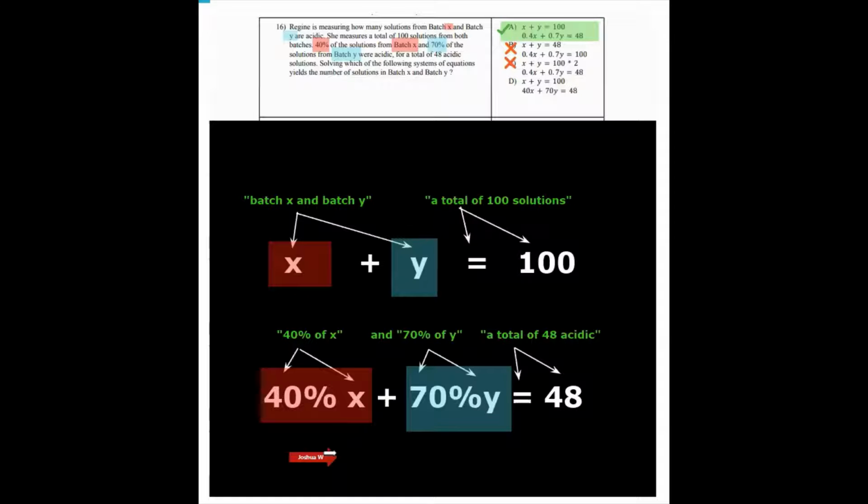Okay, but that's the correct equation. In decimal, that is choice A, 0.4X plus 0.7Y equals 48. Correct answer was A.